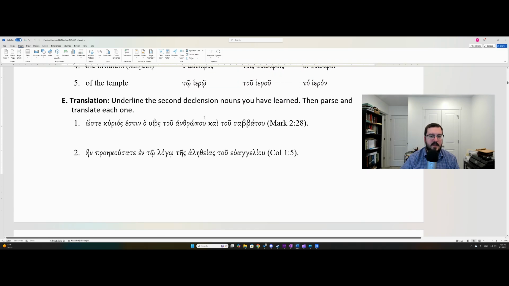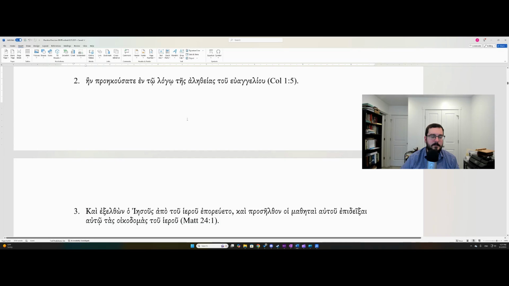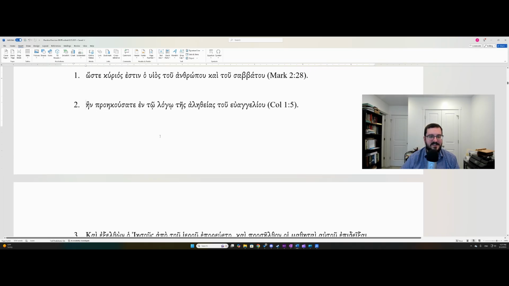Okay. And then, of course, you have to parse and identify what these are. Kurios, we see that os ending here. We know it's a nominative singular. We have ho huios. This is also a nominative singular, and it's definite. We have tou anthropou. We have a masculine genitive singular here with the article. Easy to identify. And we also recognize tou sabbatou. We have another genitive singular as well. And that's actually just Sabbath.